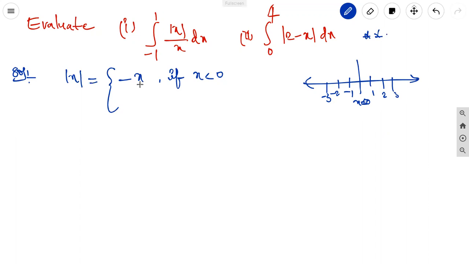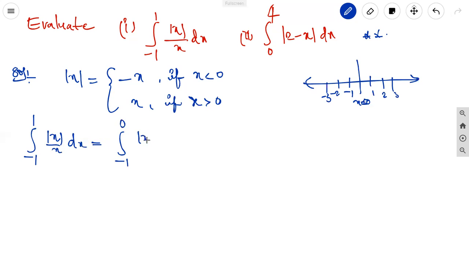Here, if x is less than 0, the mod x function is equal to minus x. It is positive x if x is greater than 0. So we can split the definite limits into two limits. The integral from minus 1 to 1 of mod x by x dx is equal to the integral from minus 1 to 0 of mod x by x dx plus the integral from 0 to 1 of mod x by x dx.